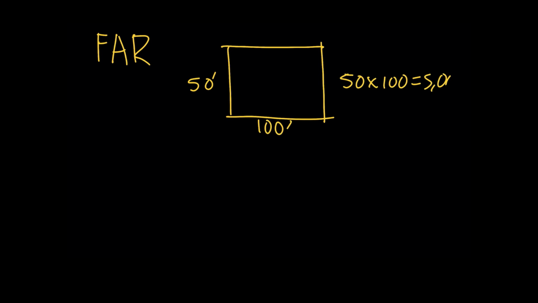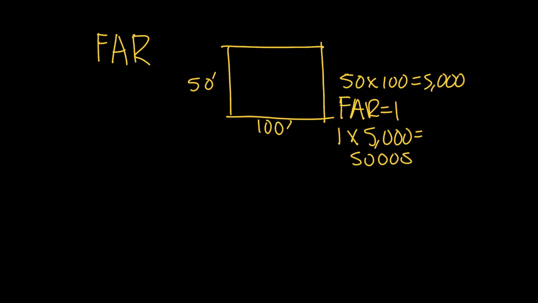For example, if we have a lot that is 50 by 100 feet, then it has an area of 50 times 100, which equals 5,000 square feet. If the FAR equals 1, then the maximum building area is the FAR, or 1, times 5,000 square feet, which equals 5,000 square feet of buildable area. That is simply telling us how much we can build. It doesn't tell us what the actual building footprint is yet.